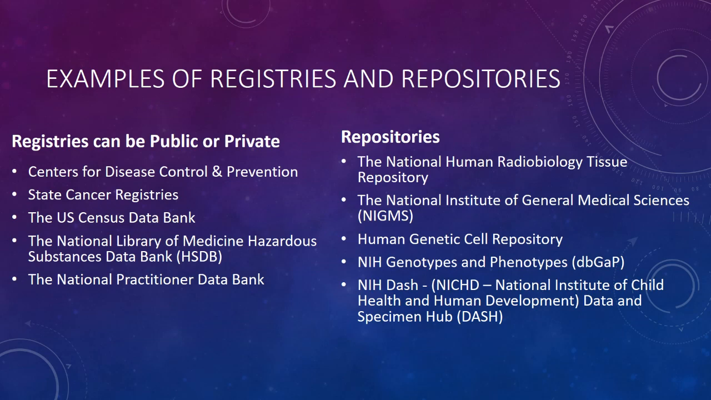Radiobiology Tissue Repository, the National Institute of General Medical Sciences Human Genetic Cell Repository, the NIH Genotypes and Phenotypes, and the National Institute of Child Health and Human Development Data and Specimen Hub. So that covers a lot of initials in there. But those are examples of some registries and repositories. You can actually visit any of those sites to get an idea of examples of what all is included in there.